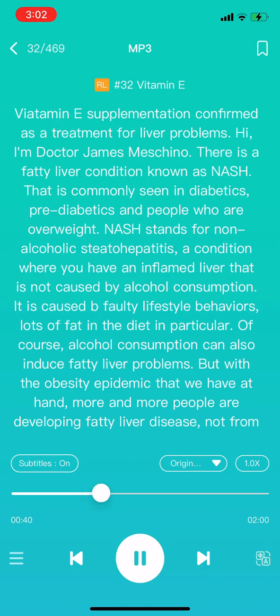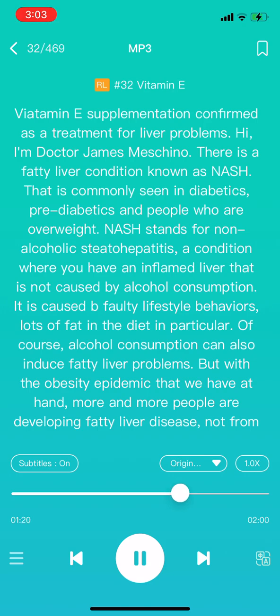But with the obesity epidemic that we have at hand, more and more people are developing fatty liver disease, not from alcohol, but from faulty dietary lifestyle patterns and lack of exercise. If it's left unchecked, fatty liver problems can degenerate into cirrhosis. Now, in cirrhosis of the liver, you're getting scar tissue and fibrotic tissue, and nodules start to replace normal liver tissue. And with advancing cirrhosis, you can end up with liver failure requiring a transplant. Now, cirrhosis is the 10th leading cause of death in men in our society. It's the 12th leading cause of death in women in our society as of 2001.